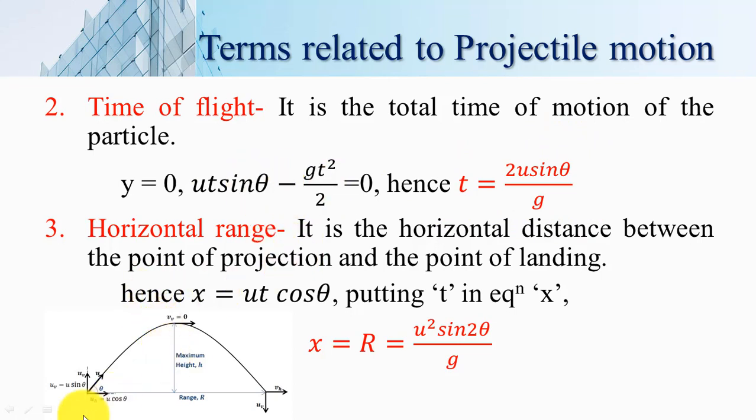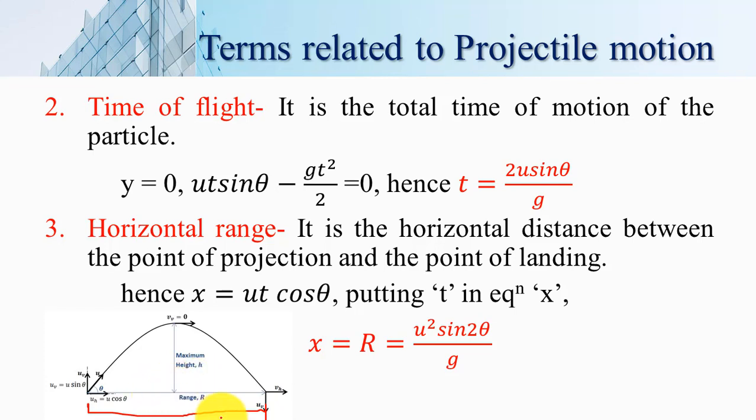Then the horizontal range. What is this horizontal range? That is the horizontal distance covered by the particle from the point of projection up to the point of landing. Here this one is the point of projection and this one is the point of landing. So the distance between these 2 points is defined as range R.